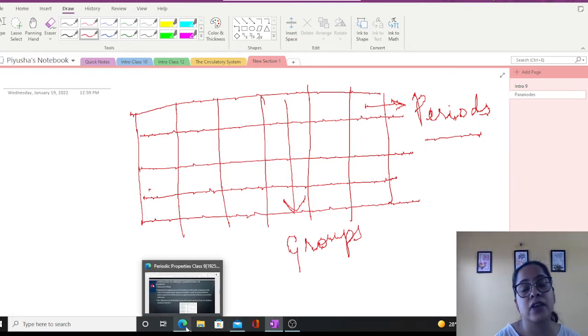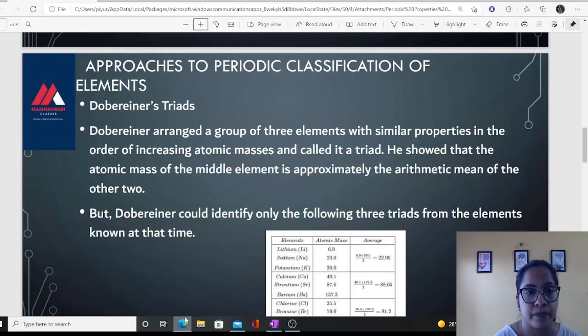Now we will see कि किस किस साइंटिस्ट ने अपने इनपुट्स दिए हैं, कैसे इस टेबल को मॉडिफाई किया है. That all we need to check. So सबसे पहले आए Dobereiner's triads. Triad you already know. Triad का मतलब क्या होता है? 3. ठीक है. So Dobereiner's triads आया and Dobereiner ने क्या लॉ दिया?